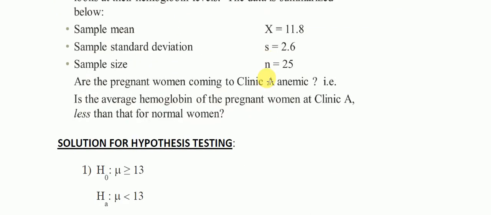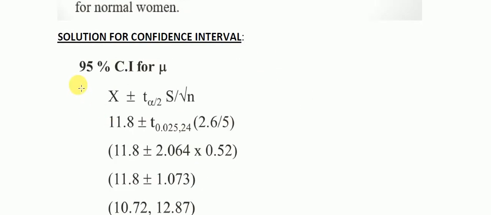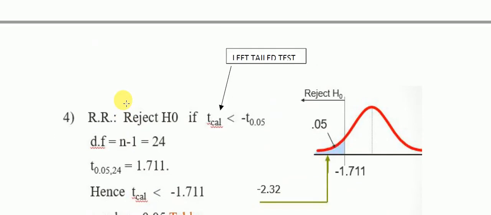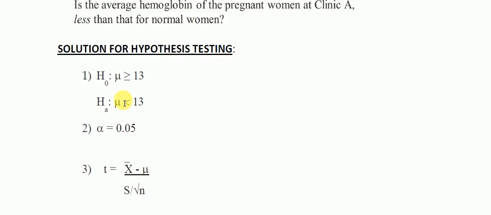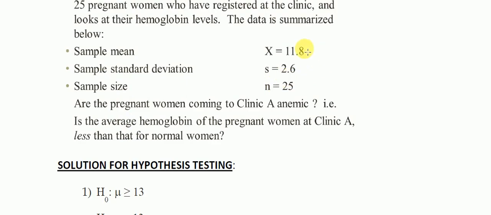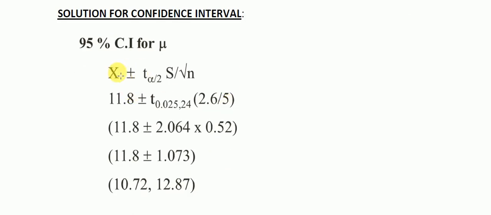So let's see how we do that. It's actually quite simple. 95% confidence interval for mu. So basically we'll take x, the value given in the question, which is 11.8. Here it is, sample mean 11.8, which is given in the question. So x is 11.8 plus minus t alpha by 2.